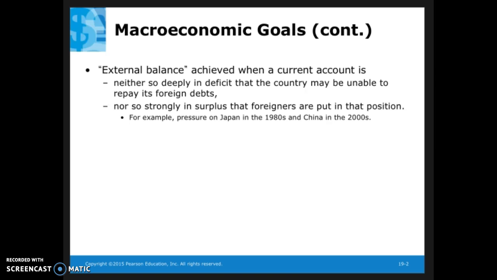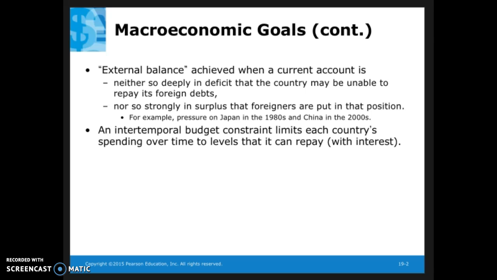So external balance is achieved when a current account is neither so deeply in deficit that the country may be unable to repay its foreign debts, nor so strongly in surplus that foreigners are put in that position. We have what's called the intertemporal budget constraint, which limits each country's spending over time to levels that it can repay with interest.